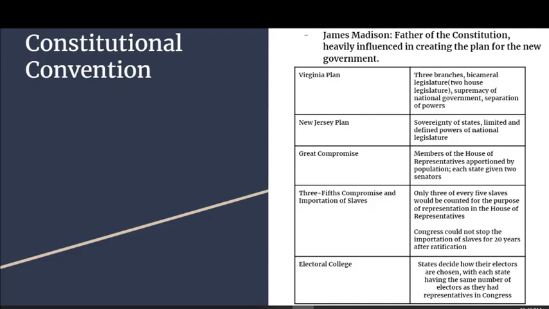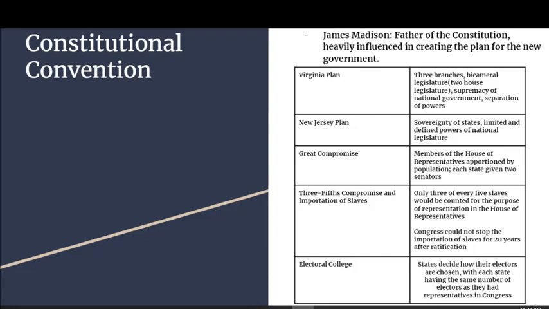Next, we have the Three-Fifths Compromise and importation of slaves. So only every three of five slaves would be counted for the purpose of representation in the House of Representatives. This is important to know in the historical context because there were slaves during this period of time.